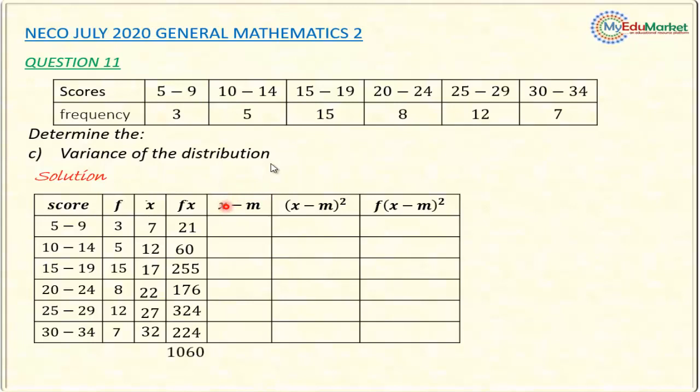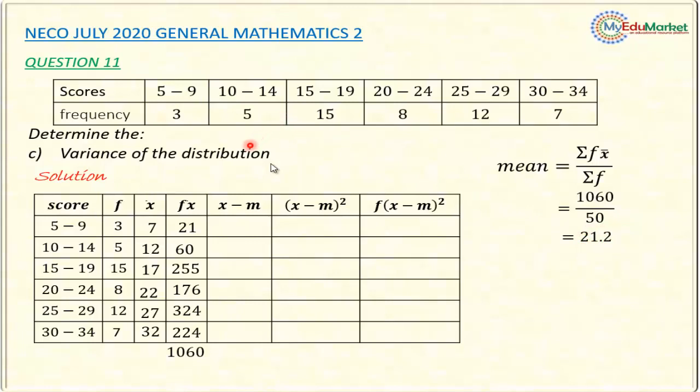So the sum of this fx will now be, if you add all this, 1060. Summation of this fx and the summation f, we have it already. So my mean is going to be summation fx bar all over summation f. Summation fx bar is what I have here, 1060, and summation f, I have it already as 50. So I'm going to have 1060 divided by 50. Dividing these two correctly gives the answer 21.2. This is now the mean of the distribution.